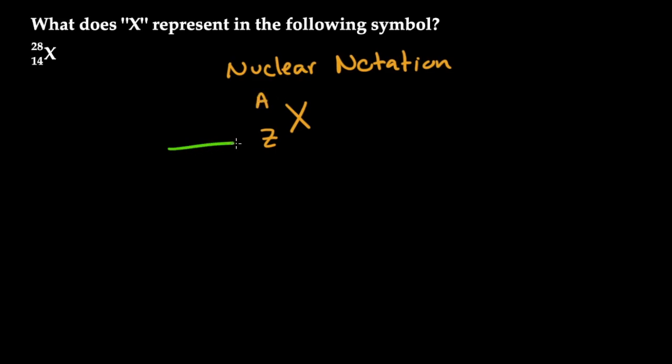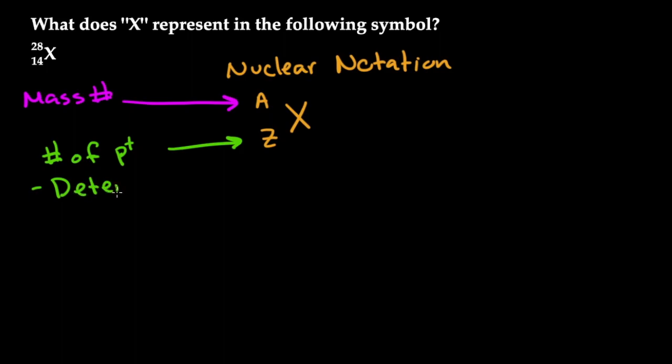And this Z number right here, that's going to be the number of protons. So I'm going to write number of protons. And then this number right here, this A number, that's going to be the mass number. So I'm going to write the mass number would go in there. And the number of protons, that's going to determine the element. So this will determine the element.